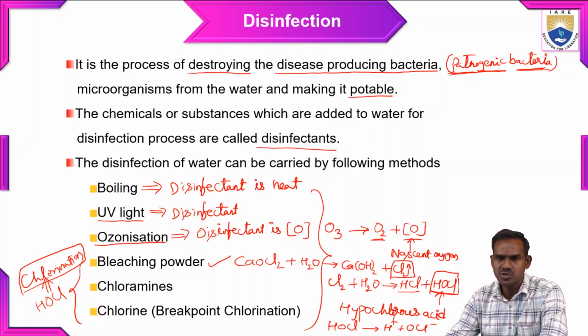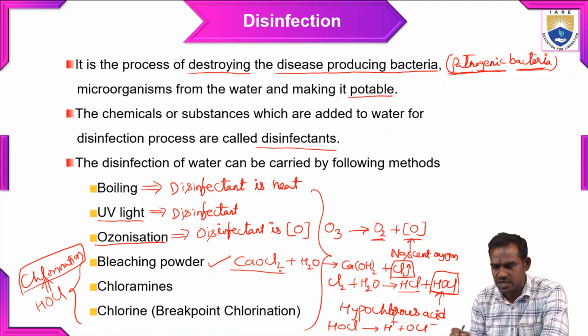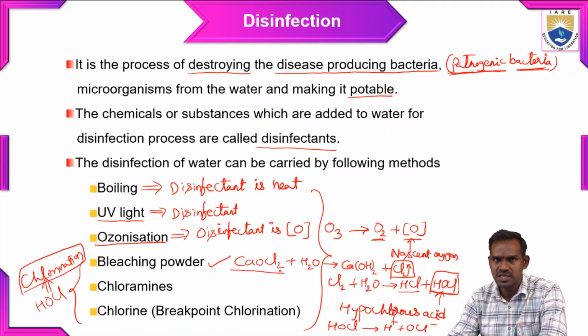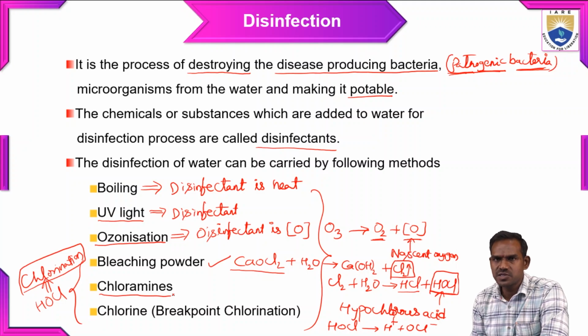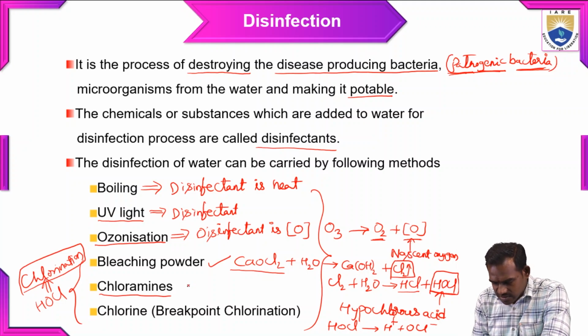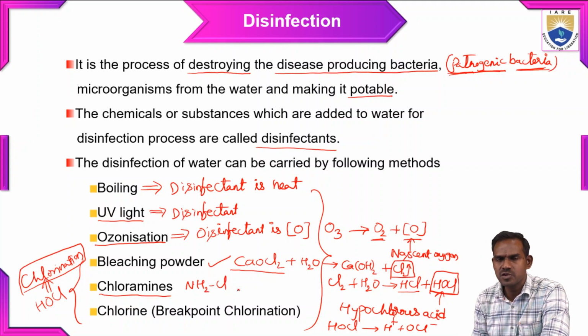Here I am discussing the calcium oxychloride or bleaching powder technique. And the next chlorination technique is by using chloramines. When chloramine is added to water, NH2Cl is the chemical formula of chloramine, it will react with water and produce NH3 as well as HOCl.